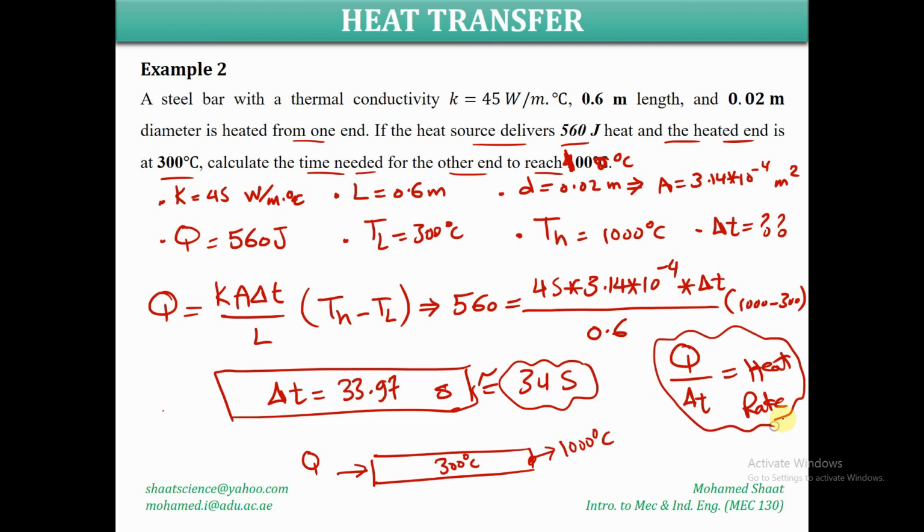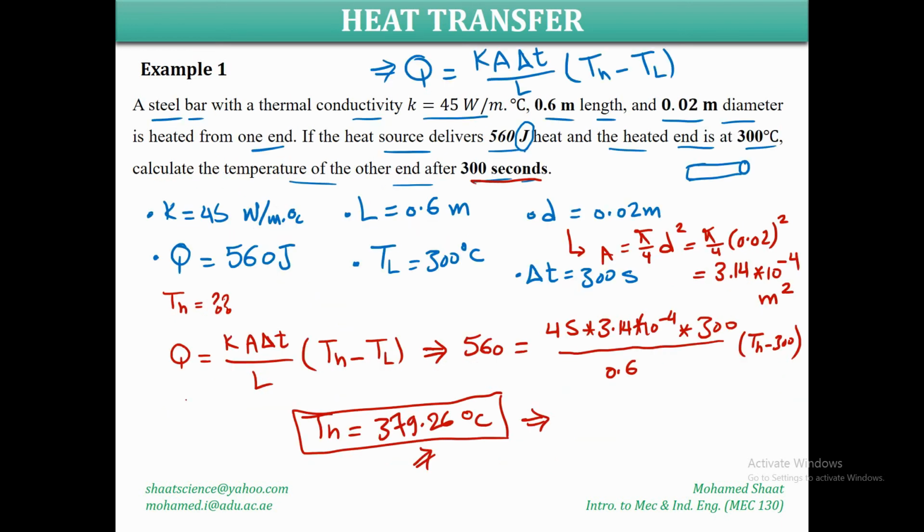We have to send it very quickly, so we would be able to heat the other end up to 1000 degrees Celsius. But if we send the heat at a slow rate, and the delivery of the heat takes 300 seconds, a long time, we will not be able to heat the other end up to 1000, and instead we can heat it up to 379.26 degrees Celsius. Make sense? So this is how we can understand it.